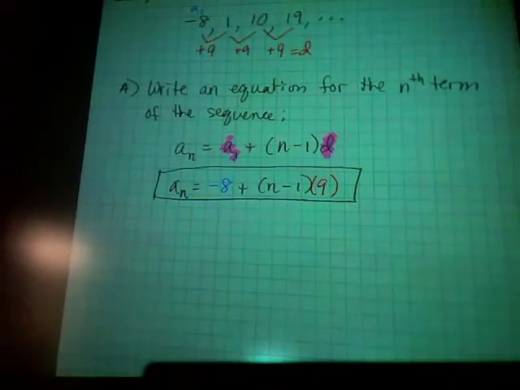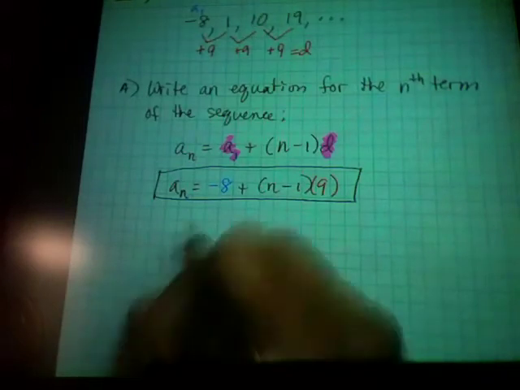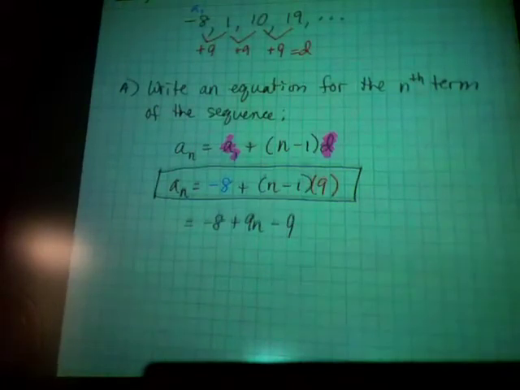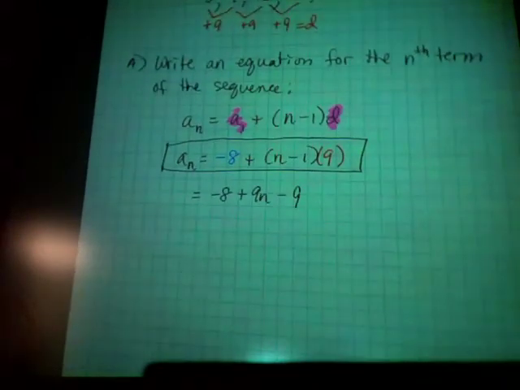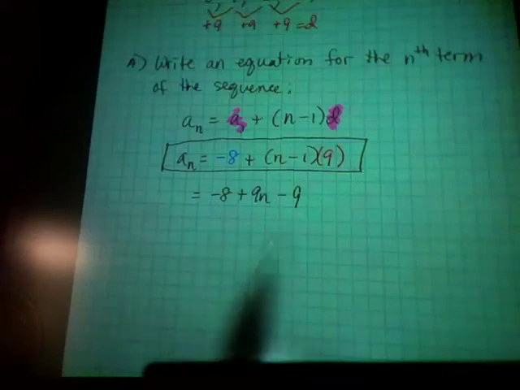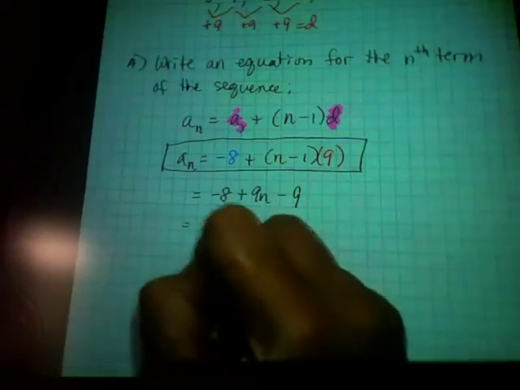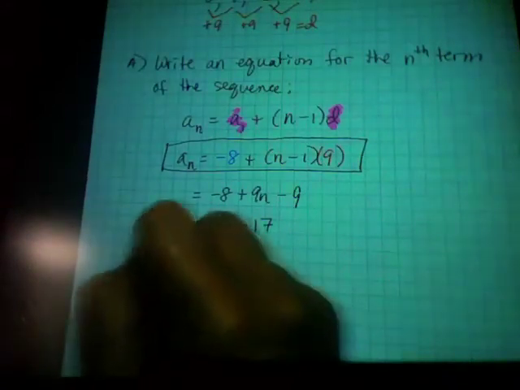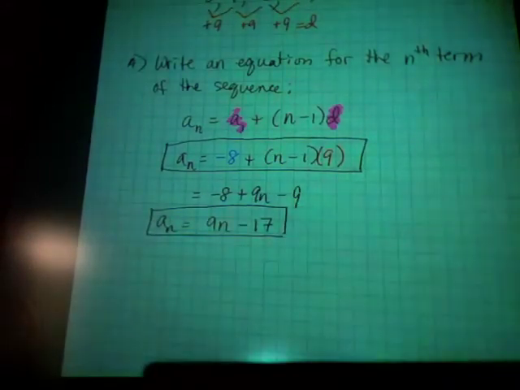You don't have to distribute the 9. You don't have to collect like terms. You can leave it just like that. If you want to distribute the 9, you could, and you could have a more simplified version. What if we did distribute the 9? What would be our more simplified version? Negative 8 plus 9n minus 9. Then what would you do? What could be combined? Negative 8 and negative 9 would give you, so I'm going to put 9n minus 17, right? So this could be our simplified form.